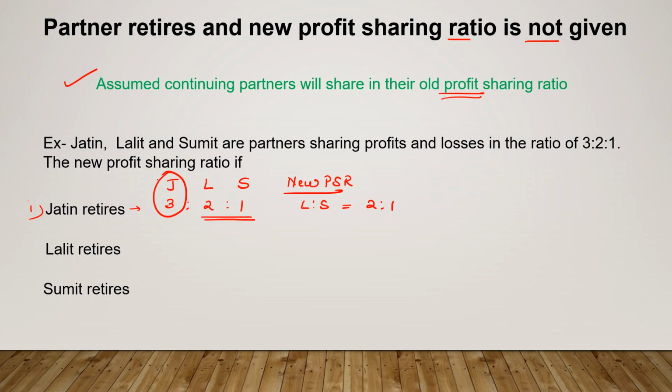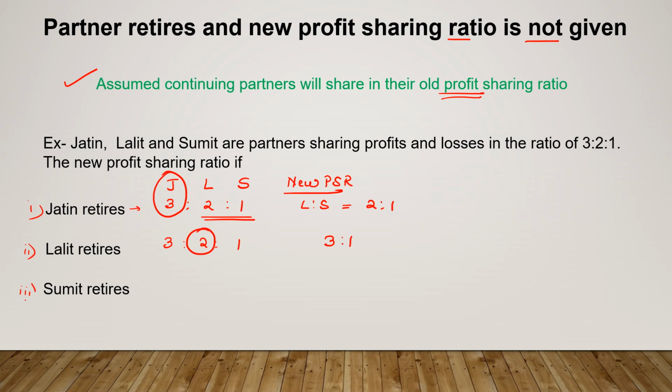So all you have to do is cut out the share of the retiring partner. That will give you the ratio in which the continuing partners would share the profits in the future. So one more: if Lalit retires, then again here it is 3:2:1, but Lalit is retiring. So the ratio in which Jatin and Sumit would share would be 3:1. So we're just cutting out the share of the retiring partner.